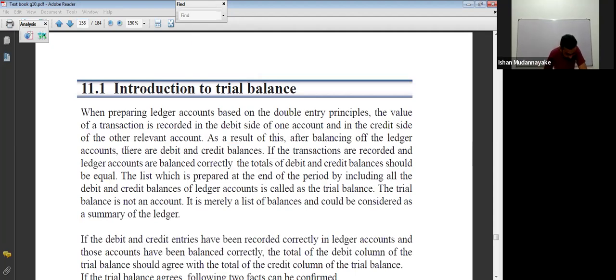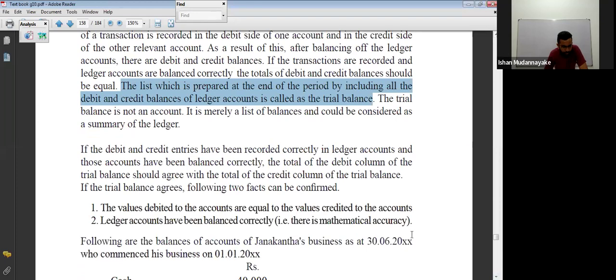Please highlight this sentence first: the list which is prepared at the end of the period by including all the debit and credit balances of ledger accounts is called a trial balance. Now, by including debit and credit balances of ledger accounts, we prepare the trial balance.